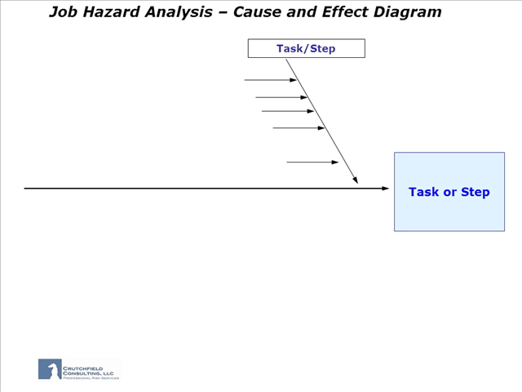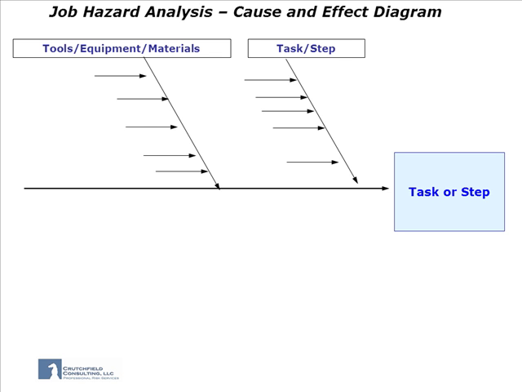The first rib of the fishbone will be the task and steps. In sequence, you would define each step or task in order that is required to do the job. Next, we will develop a rib that consists of all the tools, equipment, and materials required to complete this task or step. Third, we develop a rib that will pull together all the elements of the environment within which the task or steps of the job are to be undertaken.